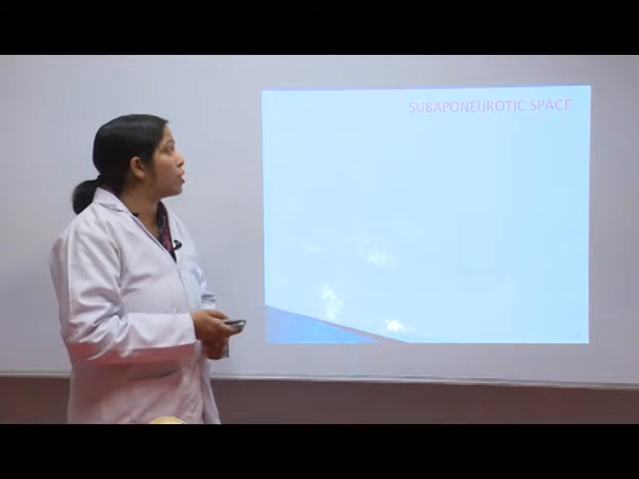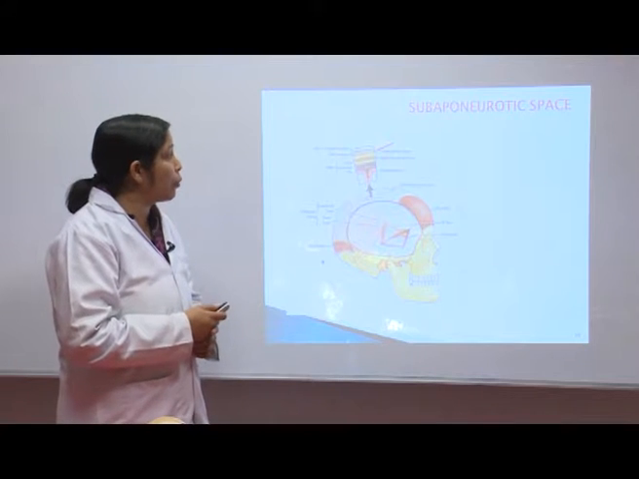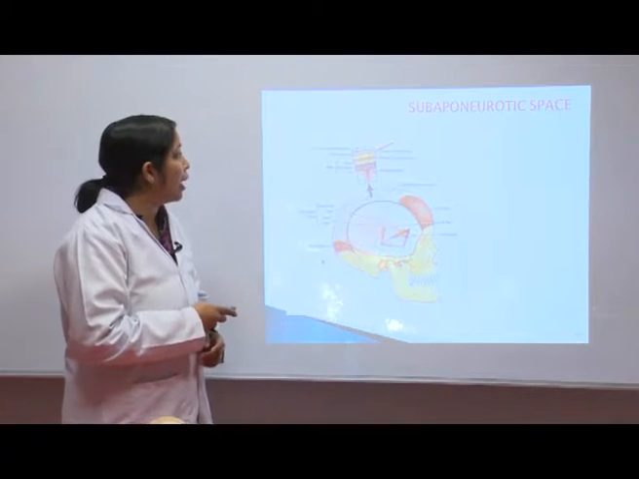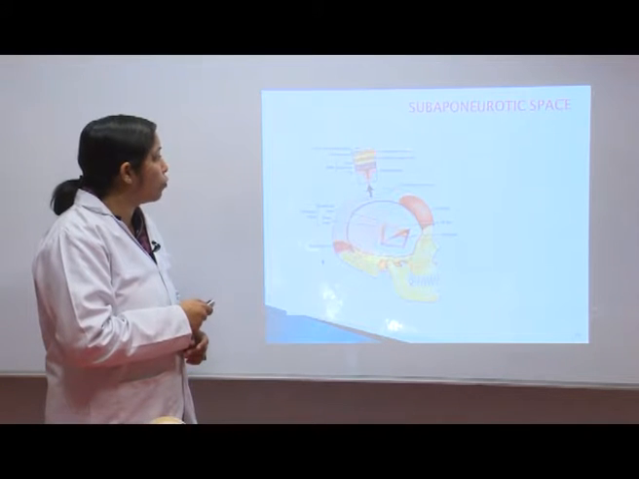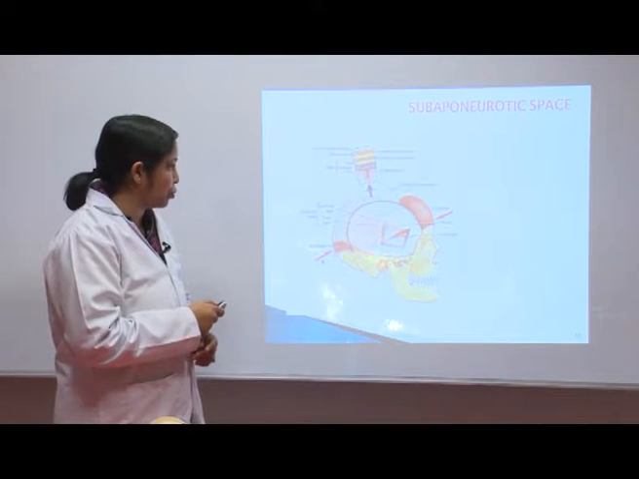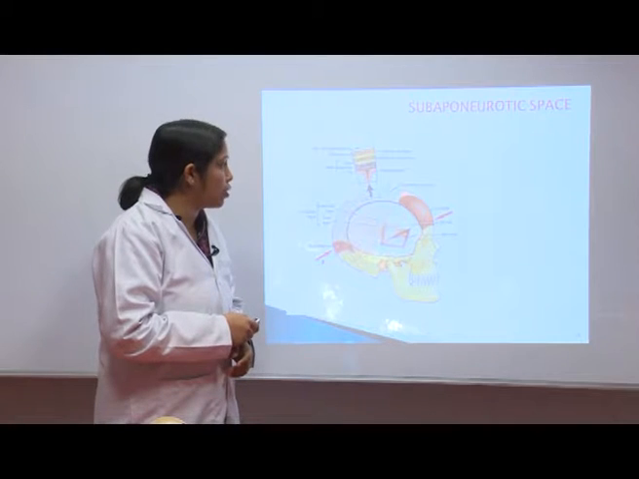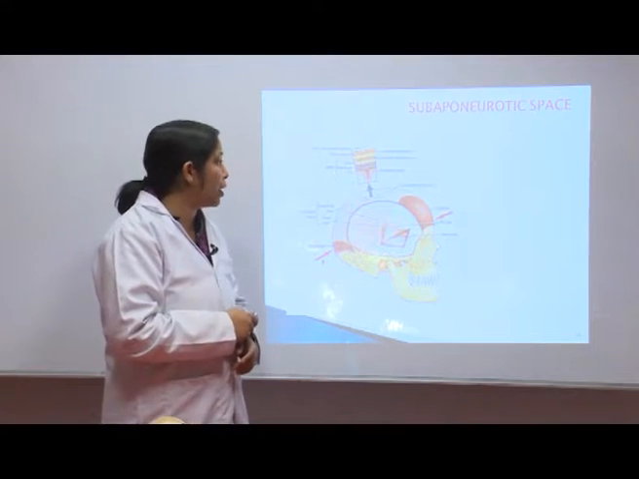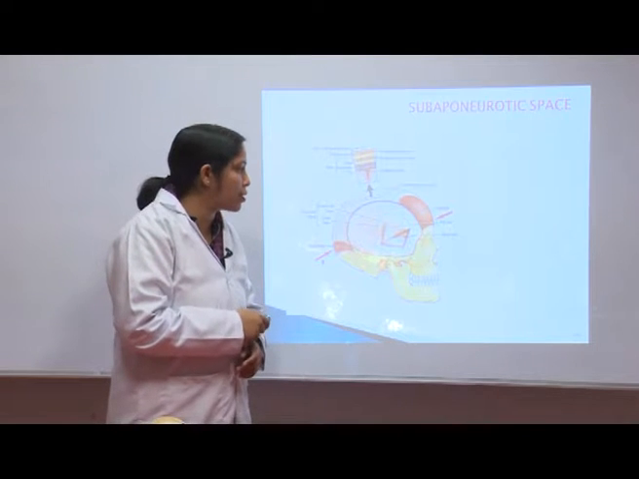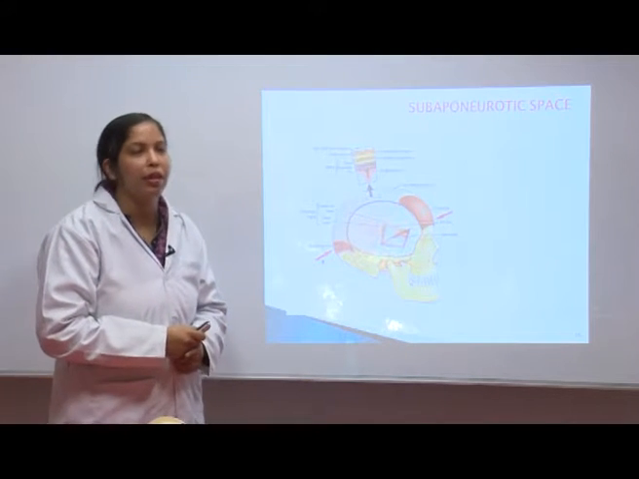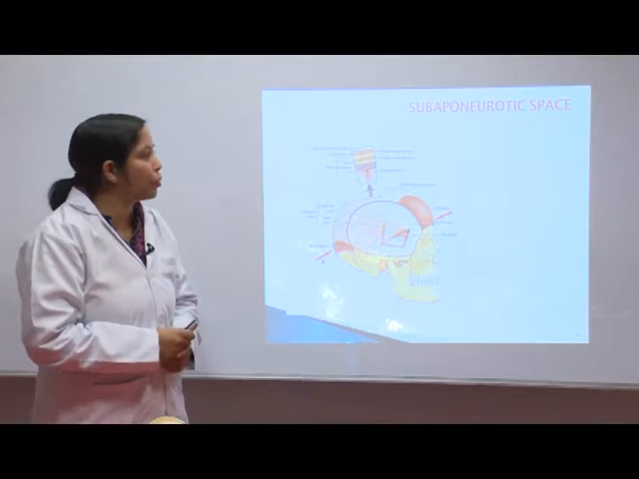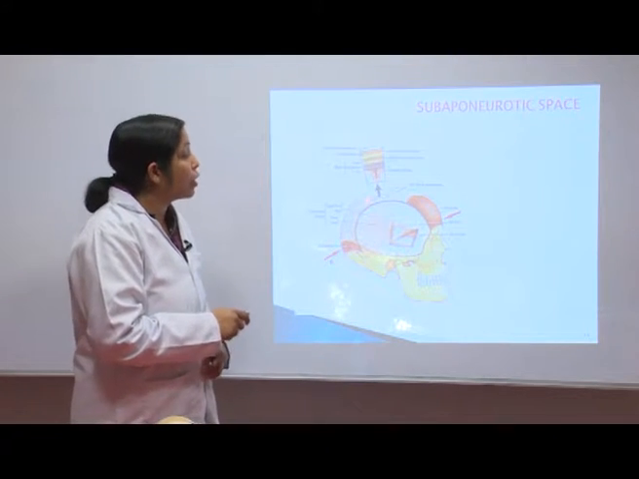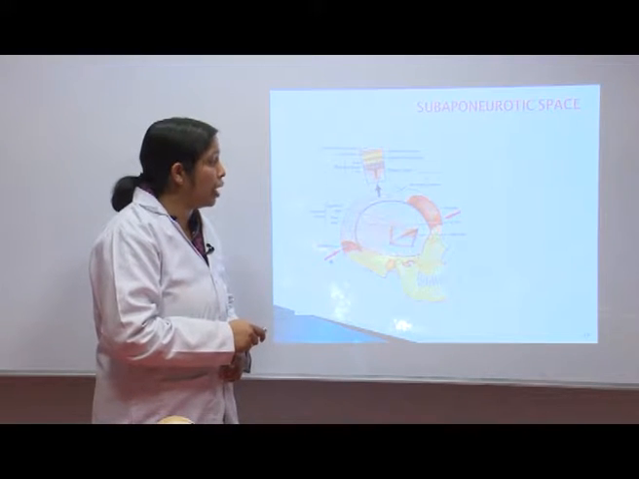Beneath the aponeurosis there is a space that is subaponeurotic, as it is beneath the aponeurosis, and this is basically the layer of loose areolar tissue. You can see the loose areolar tissue is attached till the superior temporal line. It will not extend in the temple region, as the epicranial aponeurosis is attached to the superior temporal line. In the front it will extend till the eyebrows.